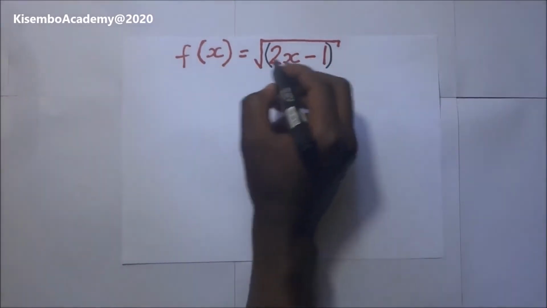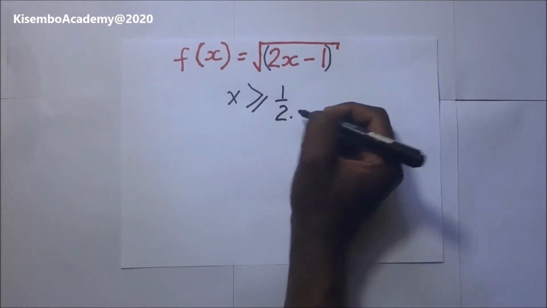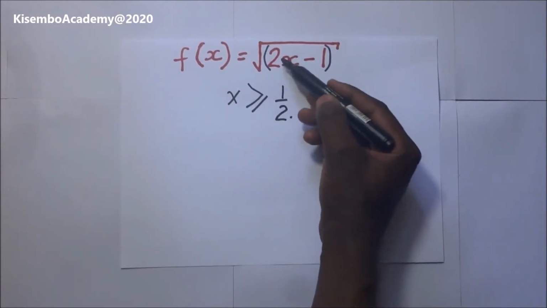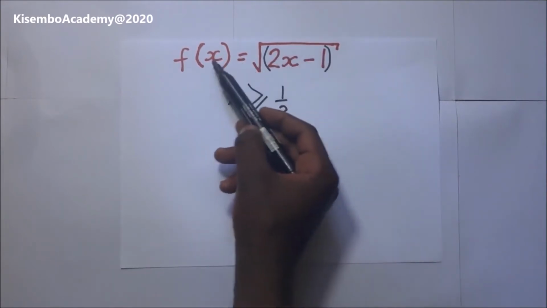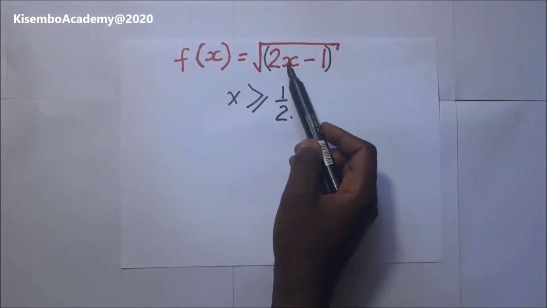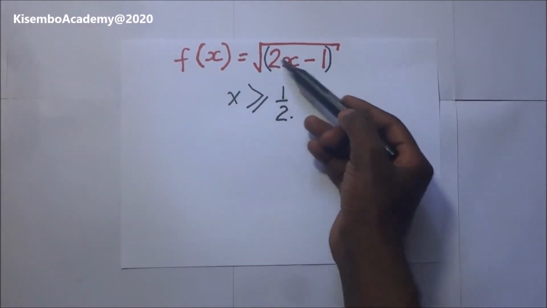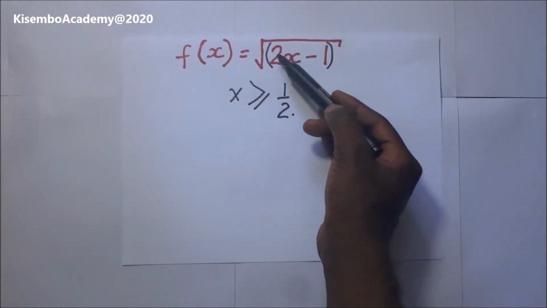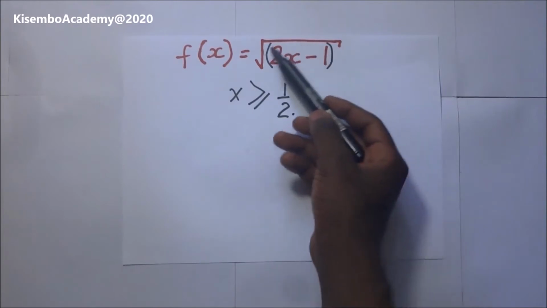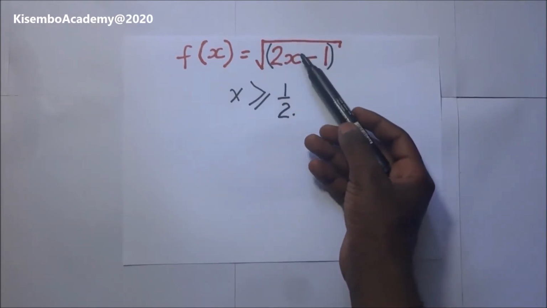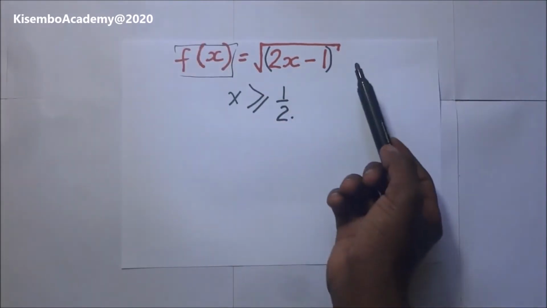So for this case, x is going to be greater than or equal to a half. When we put a half here, a half times 2 is 1, and 1 minus 1 is 0, so we get the square root of 0, which is 0. But if we put in a figure less than a half, let's say 0, it's 2 times 0, which is 0, and 0 minus 1 is negative 1 in the brackets. The square root of negative 1 gives us an output that is undefined.